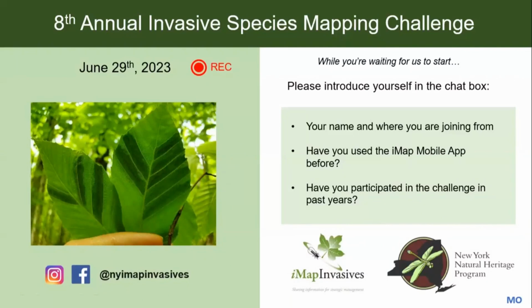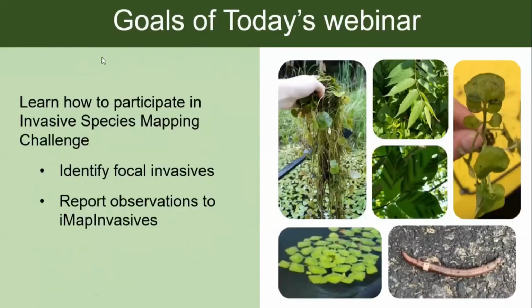We'll be talking about the 8th Annual Invasive Species Mapping Challenge for New York State. And so the goals for today are to learn about how to participate in this challenge. So the two pieces of that are how to search for and identify the 6 focal species and how to report observations to iMap.